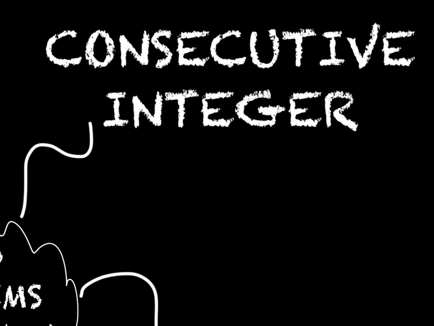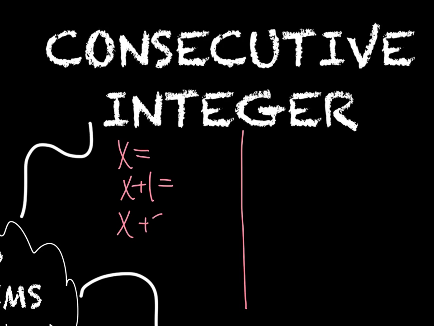Consecutive integer. I'm going to divide consecutive integer into 2. We have the typical consecutive integers like 5, 6, 7, 8, 9, 10, and so on and so forth. And we would set it up as x equals the first integer, x plus 1 equals the second, because in order to get from one to the next, we're just adding 1, and so on and so forth.